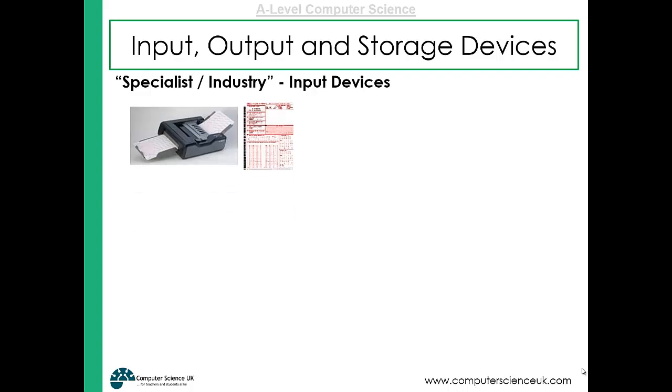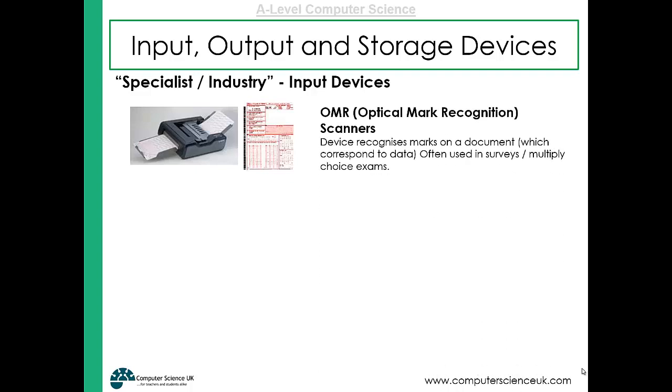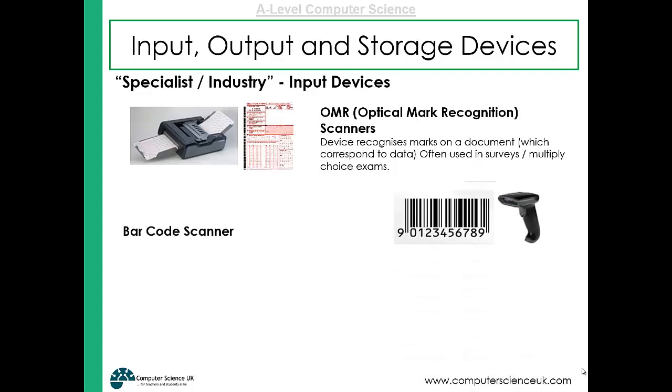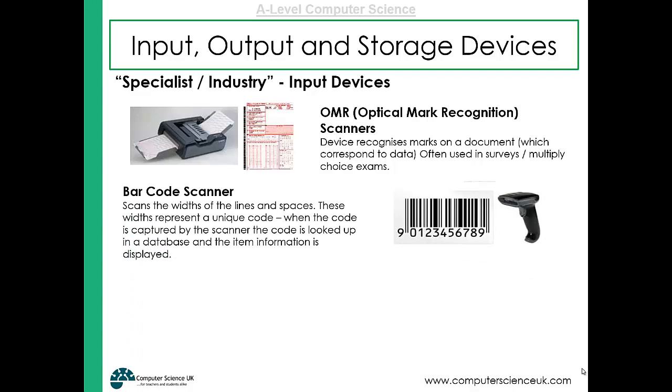So there are also some specialist input devices, and here are a few examples of those. So OMR, optical mark recognition. These are devices that recognize marks on a document, which might then correspond to some data that can then be sent to the CPU for processing. It's often used in surveys and multiple choice exam papers. You've got a barcode scanner as another example of a specialist input device. It scans the widths of the lines and spaces, and they represent unique codes, and those codes can then be processed by the CPU.